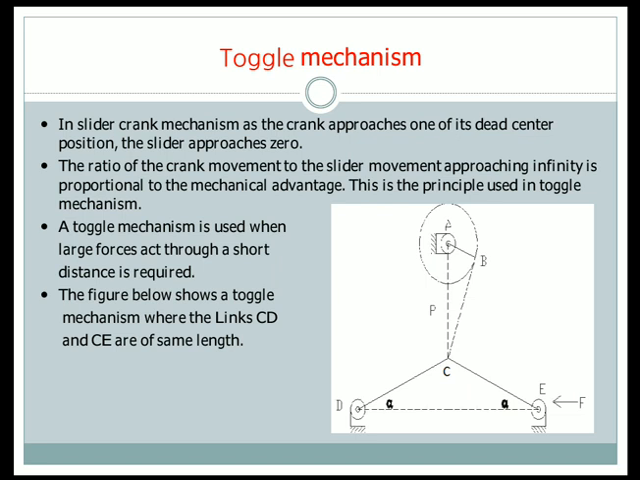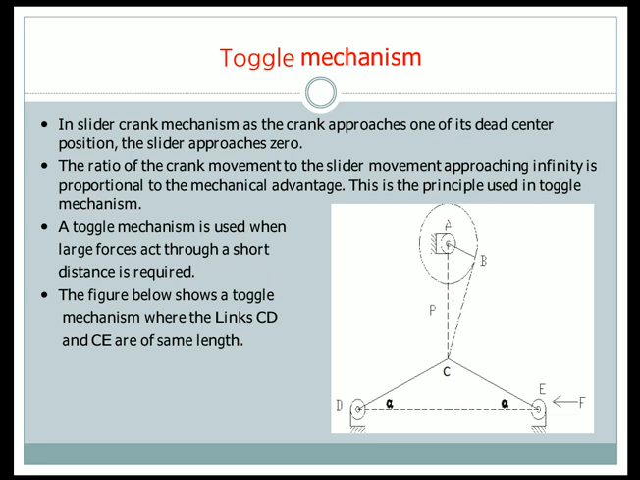Now the angle made by link CD with respect to the horizontal line is alpha, and similarly the angle made by the link CE with respect to the horizontal line is alpha. So on both sides the angle alpha will be the same, and at point E a force F is acting. So the ratio of crank movement to slider movement approaching infinity is proportional to the mechanical advantage. This is the principle used in the toggle mechanism.